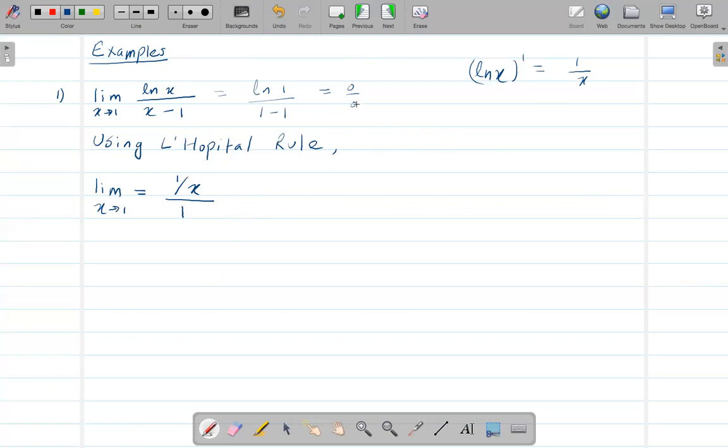Now let's see if we ended up getting 0 over 0 or infinity over infinity. If not, then whatever we get is our final answer. So as x goes to 1, it will be 1 over 1, which is 1, divided by 1, which is 1. So our final answer is just 1. Okay, so that's how we use L'Hopital rule.